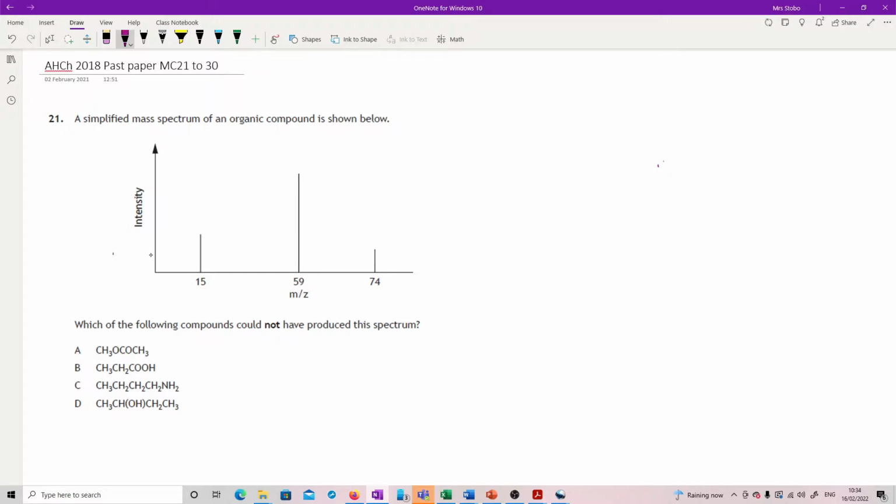Okay, so look at what we've got. First of all, we've got our molecular ion up here at 74. We've got a 15, that tells you it's got a CH3 group hiving off somewhere, and there's the 59 obviously of the split of the 74.